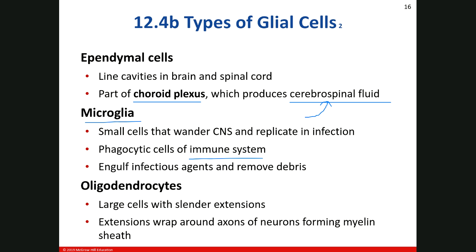If there's any damage, any other glial cells that are damaged, they'll come in and remove any of those damaged glial cells or damaged tissues up there, okay?